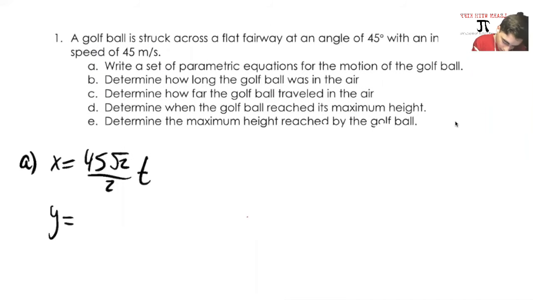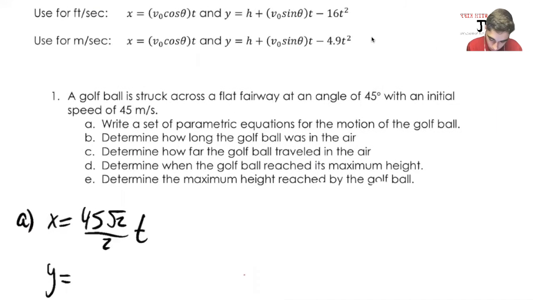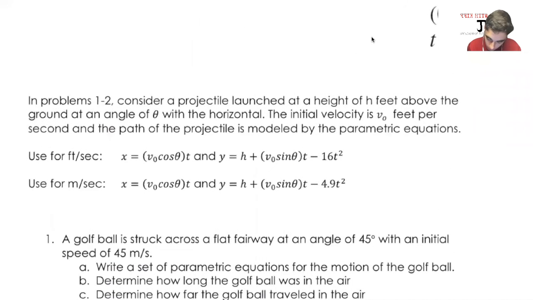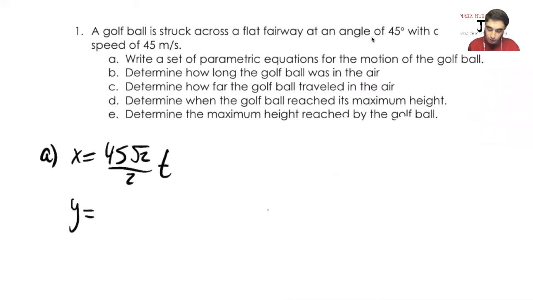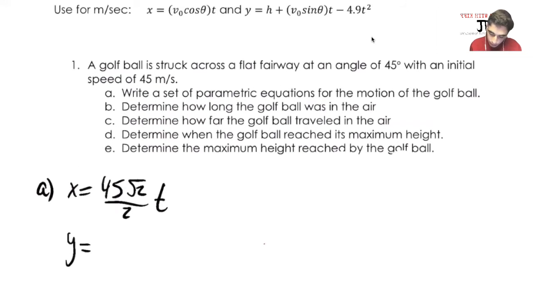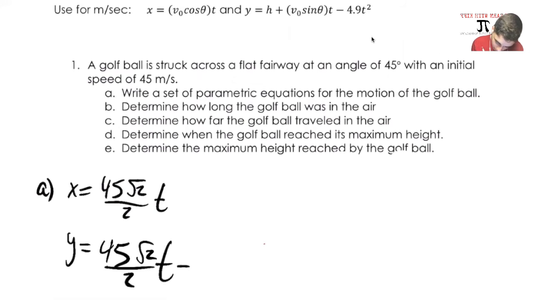Y equals h, okay, so I don't think that there is an initial height. It doesn't say anything about initial height. If they don't say anything about initial height, it's 0. So 0 plus initial velocity, which is 45, radical 2 over 2, t minus 4.9 t squared.